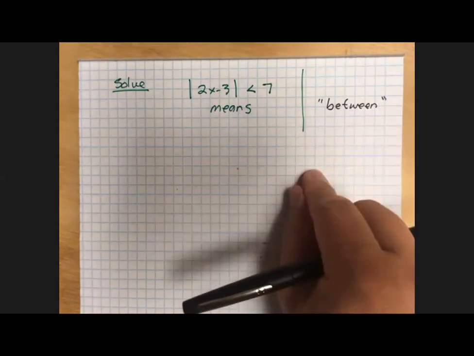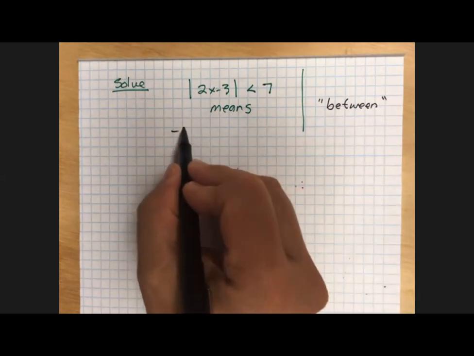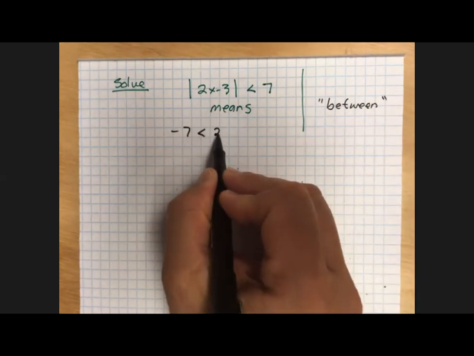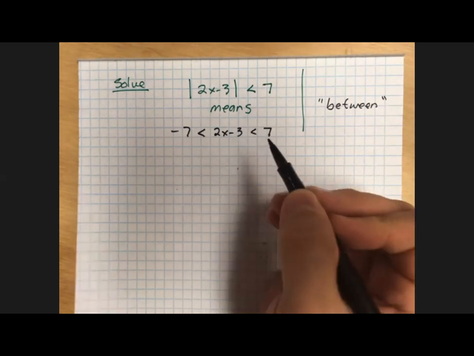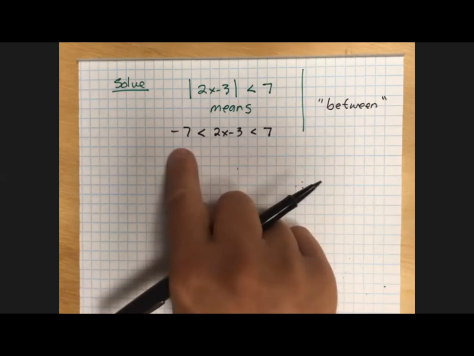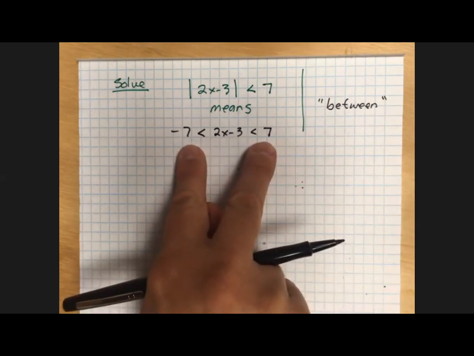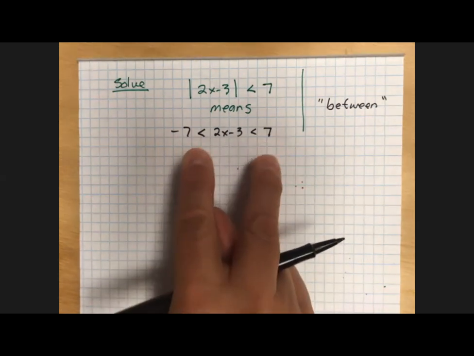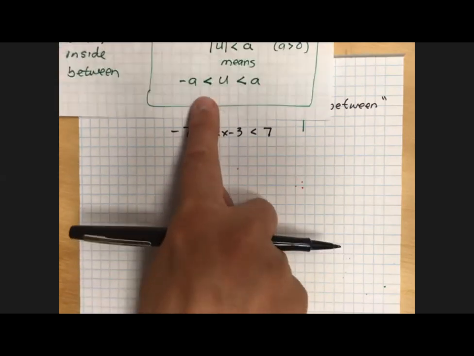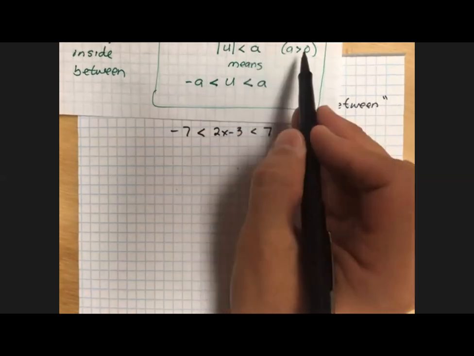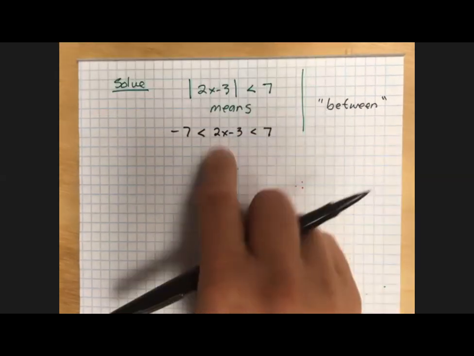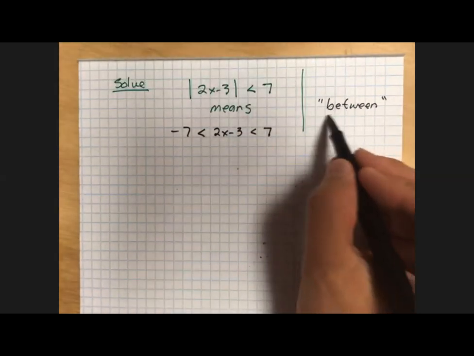Would it be -7 is less than 2x minus 3, which is less than -7 or +7? +7. Okay. Yeah, it's between those two numbers. It's between minus a and a, and a has to be a positive number. Then you can do this. So, between.